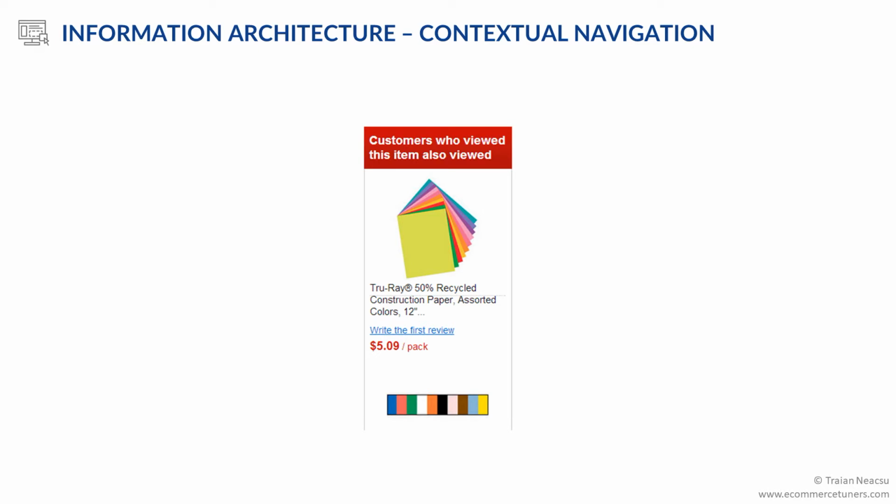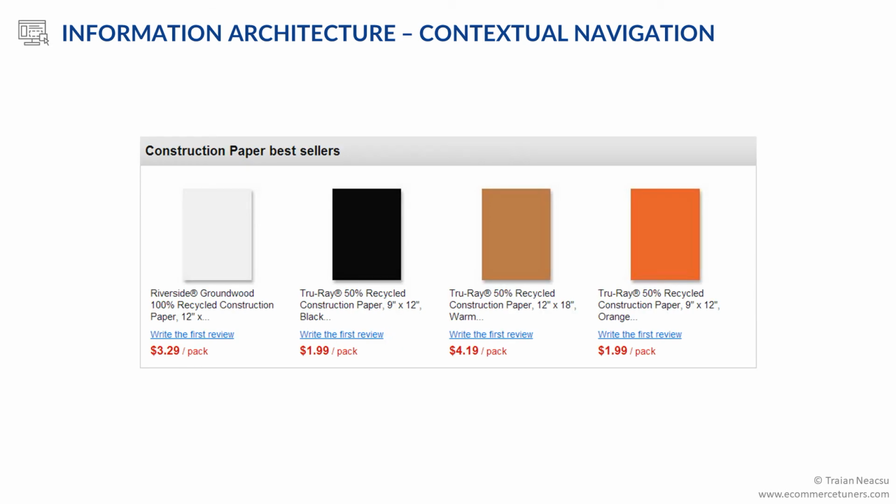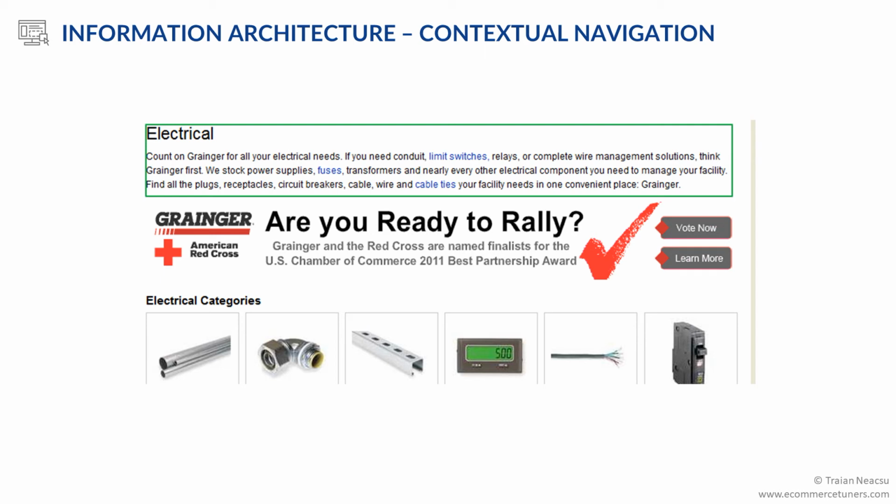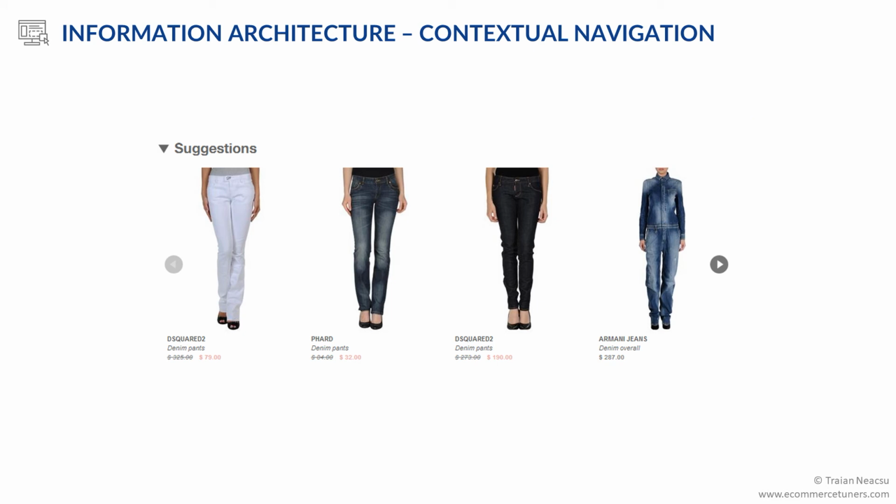Now let's talk about contextual navigation. Contextual navigation refers to the navigation present within the main section of web pages. It excludes boilerplate navigation items such as those found in headers or in footers. Some examples of contextual navigation on e-commerce websites include sections such as customers who viewed this item also viewed, or bestsellers, or text links such as the links in this brief category description, or links in the recommended products carousels.